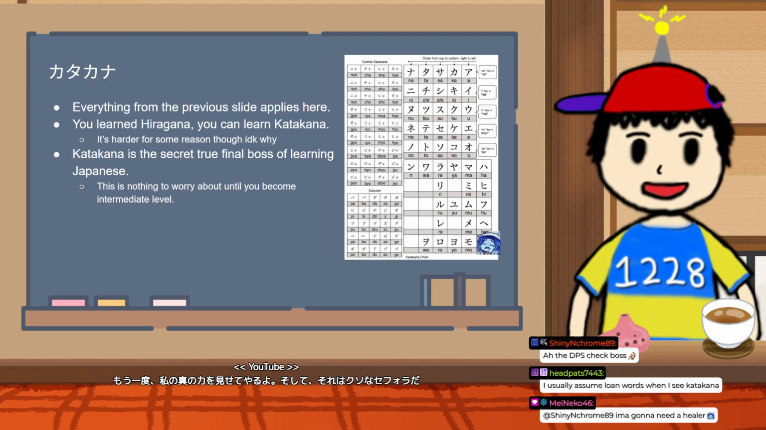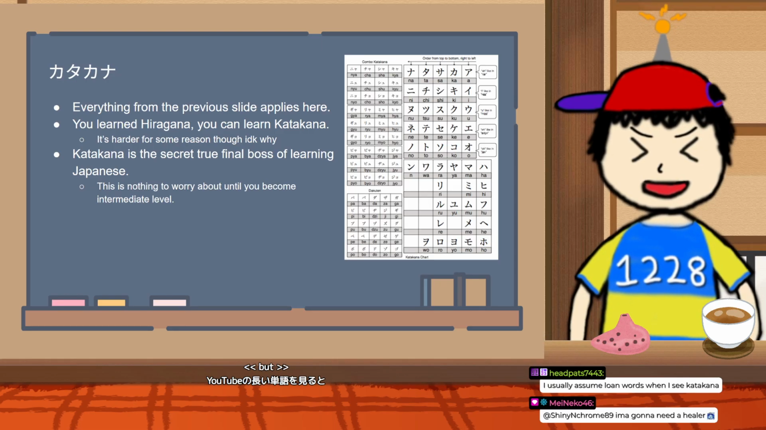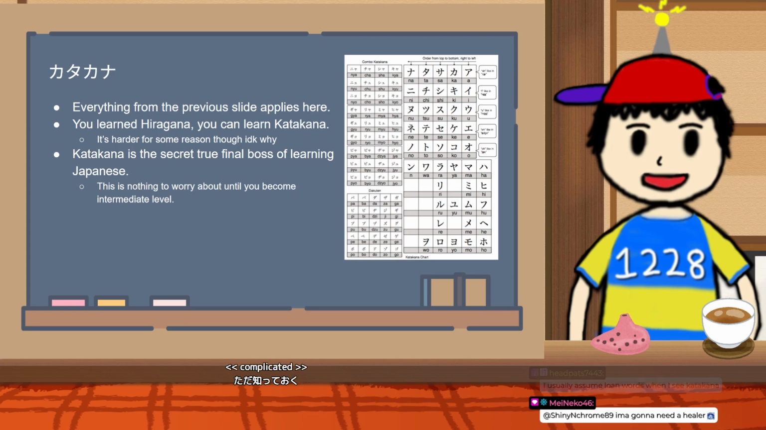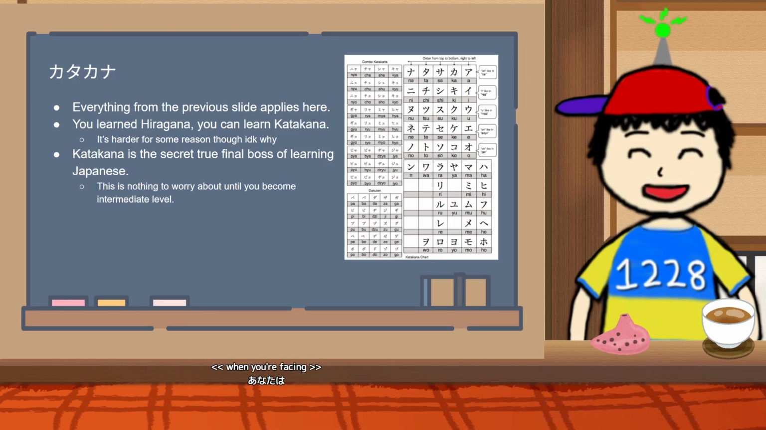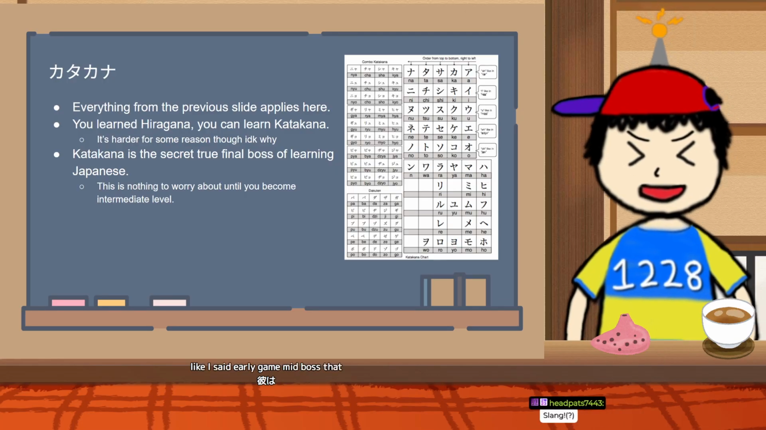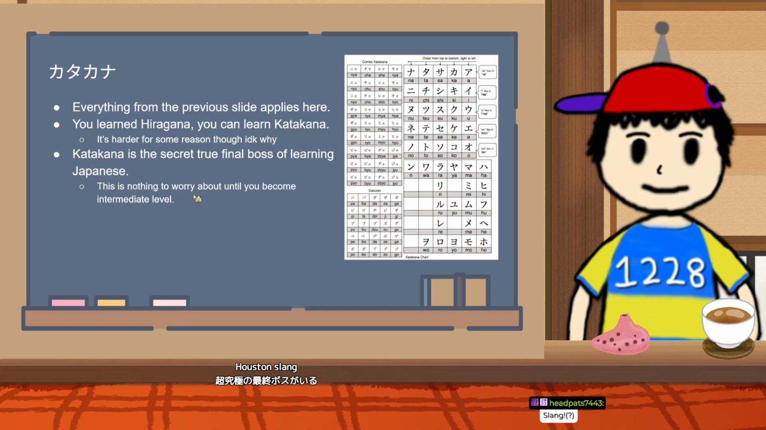You assume loan words when you see katakana. That is a very safe assumption. That is not always the case, but most of the time it is. Just know that all of the complicated stuff with katakana doesn't necessarily come into play until you're intermediate to advanced level. So while yes, it could be intimidating, just know that you're not going to be facing the bonus extra super powerful boss early game. You're fine. When you're facing him early game, he's manageable. Like I said, early game mid-boss that then comes later as the super ultimate final boss. Slang, yes, it's used in slang. But yeah, that's katakana.